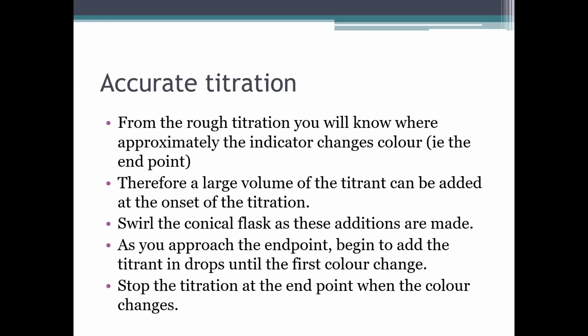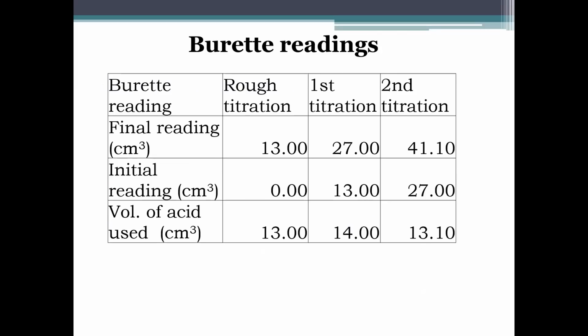So from your rough titration, and like I said, the first titration is a rough titration, there you will know approximately where the color changes, and that is where your endpoint is. At the start of the titration, you can add a large volume of the titrant, and as the color is changing, as you approach the endpoint, you begin to add your titrant in drops until the first color change occurs, and you stop the titration at the endpoint when the color changes.